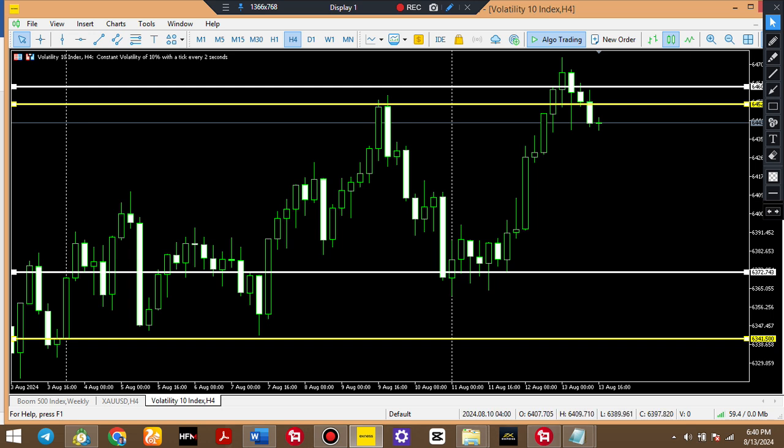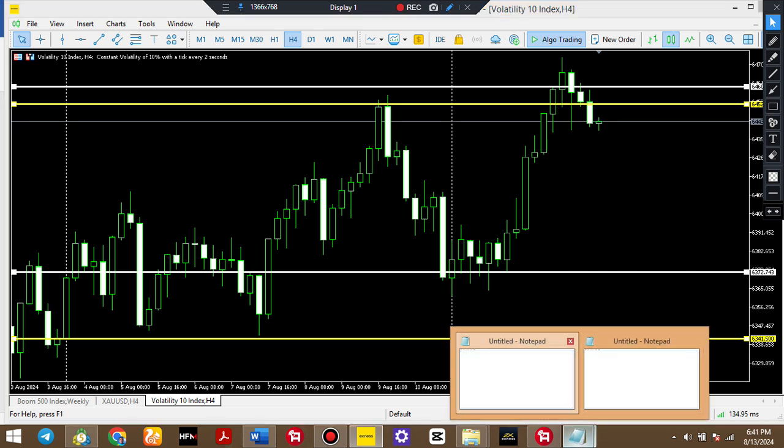Now, for you to say a certain market is bullish, it means that the current price should be above the previous high. That means the current peak should be above the previous peak. This is how you understand if you are on a bullish trend or a bearish trend. For a bullish trend, this is what usually happens.